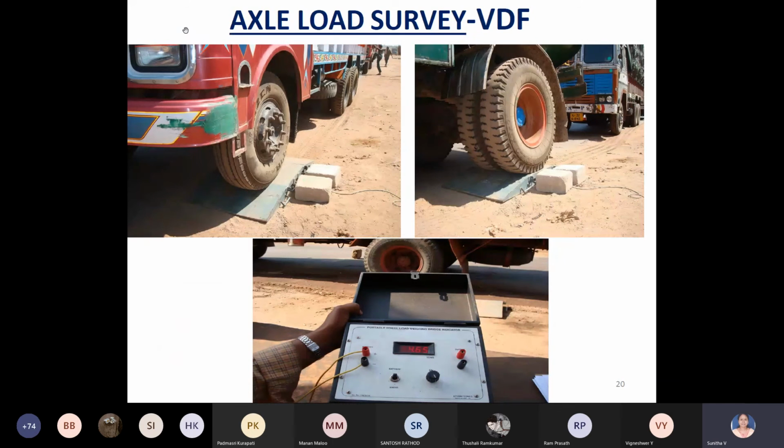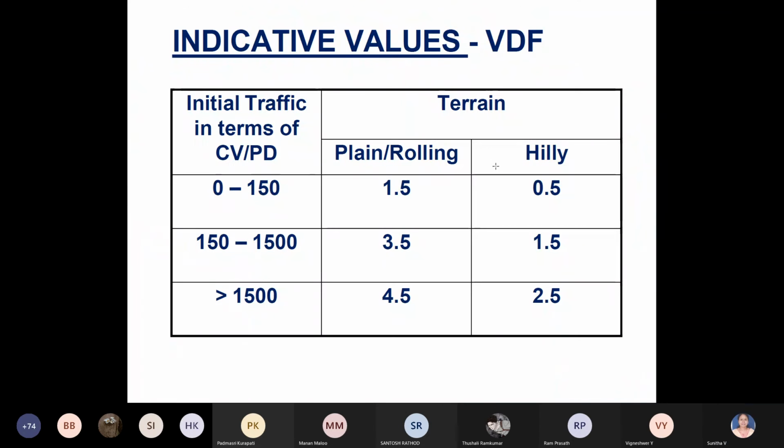This is the way you have to take the axle load survey. For each axle, it has to be noted. So the truck is above the wheel pads. From this wheel pad, you can see a cable which is connected to this, so you can read the weight here. It can be 4.65 tons, the weight of this axle. And similarly, you have to find the rear axle separately also.